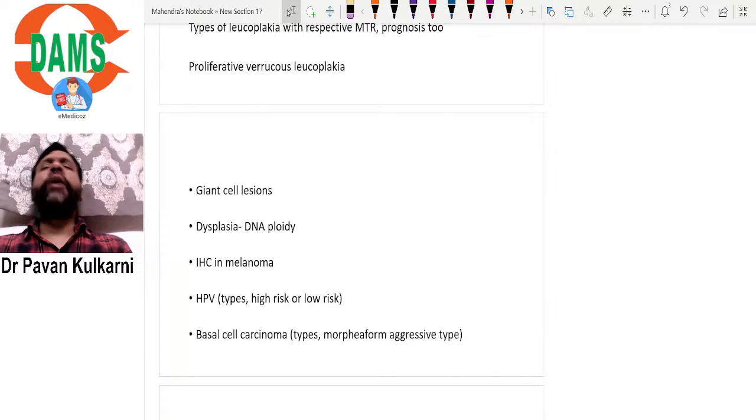Okay, another important point they'll ask you about is dysplasia and ploidy. Exactly how to say definitively about dysplasia is ploidy analysis. What is ploidy? Chromosome number, DNA ploidy, aneuploidy. Okay, they say haploid, diploid, aneuploid. So ploidy analysis is the ideal way to predict dysplasia.